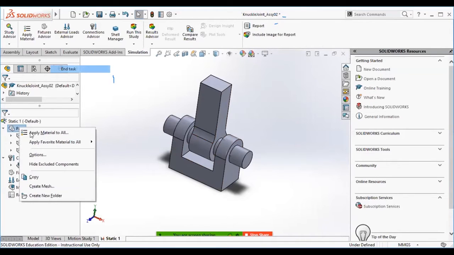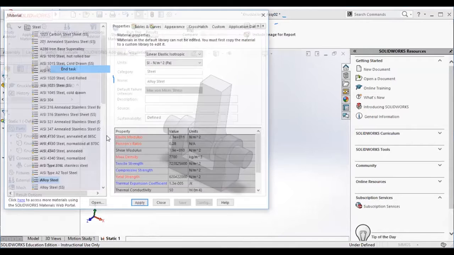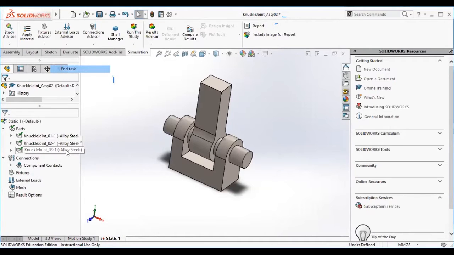So first, let me apply the material. I'm going to apply material, which will pop up a default material list. You can select any material of your choice. Right now, I will use the default material that remains. I will press apply and close. When you say apply, you see all the parts have been assigned the specific material. You can select your own material for different parts as well, but right now I'm just showing you the basic steps, so I'm applying the same material to all the parts.